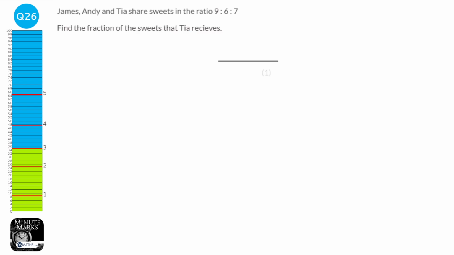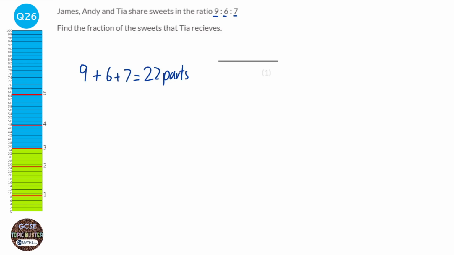Going to first of all work out how many parts there are in total. So we've got James with 9 parts, 6 for Andy, and 7 for Tia. So in total we've got 9 plus 6 plus 7, which is 22 parts in total. And we're asked to find a fraction Tia receives. Now Tia's the last one, so she is receiving the 7 parts. So it's 7 out of 22.